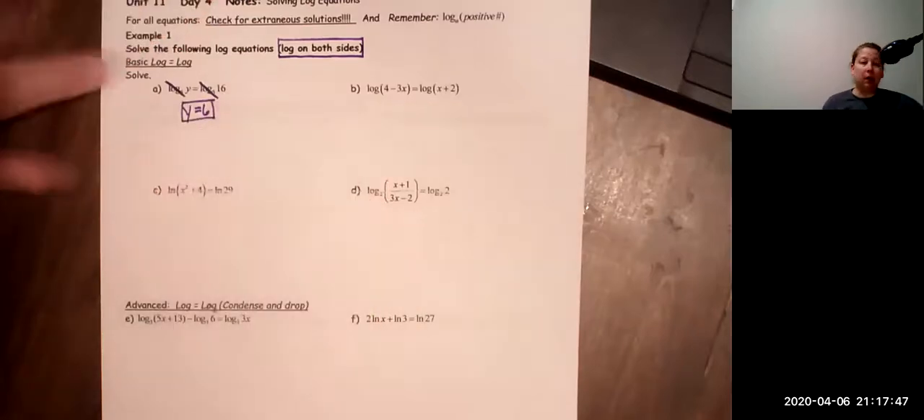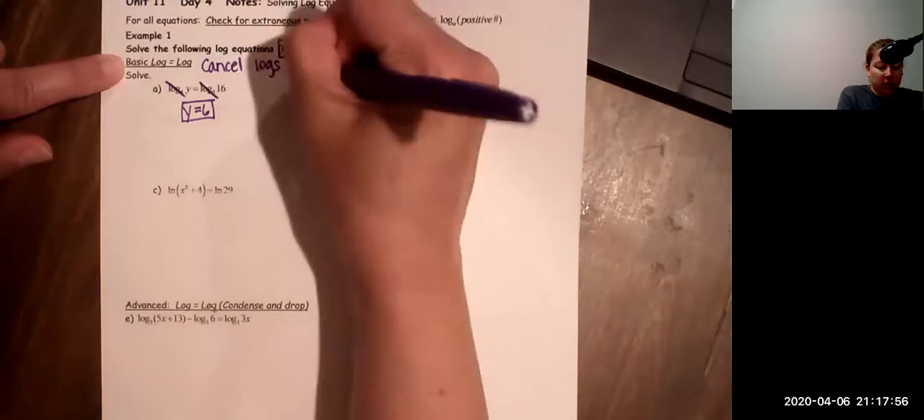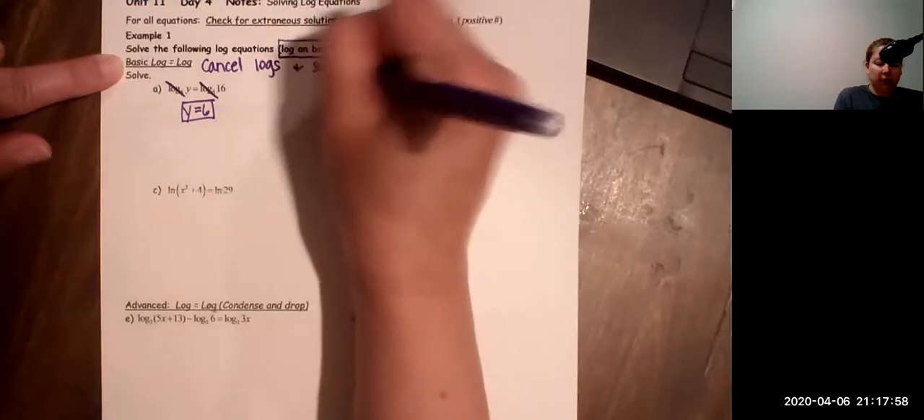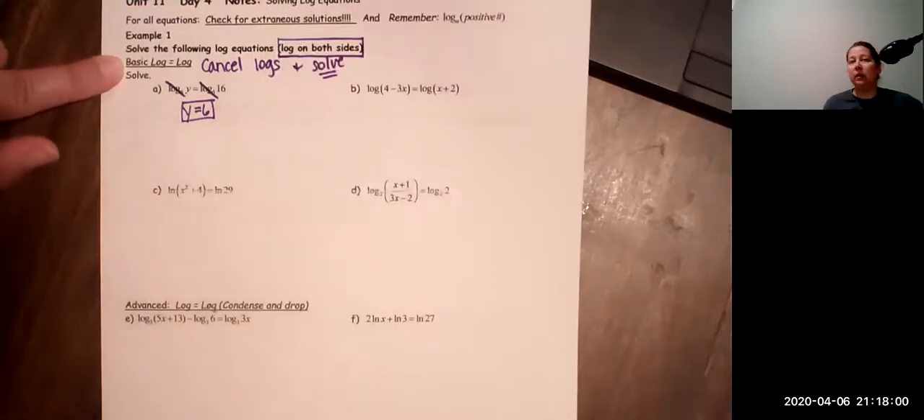So this right here is called the basic type. When you just have a log equal to a log, all you do is cancel the logs and solve, okay? So these are the easy ones when log is on both sides, all right?